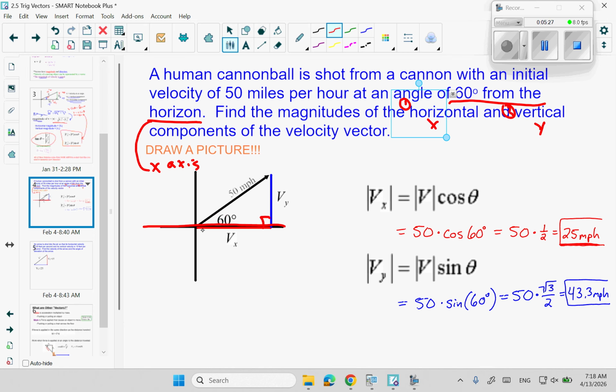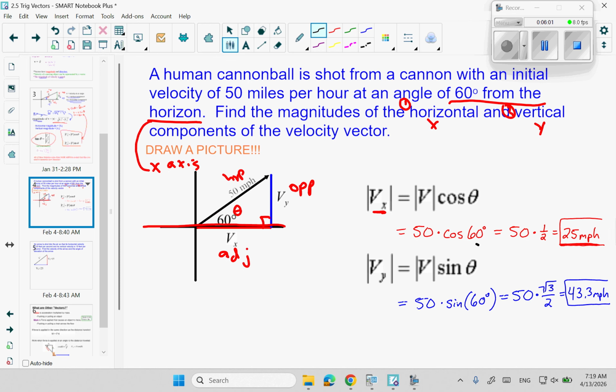From the perspective of the 60 degrees theta, we have the hypotenuse. We need to figure out the opposite and the adjacent. So I can use those formulas we just talked about. We get the x is v times cosine of theta. So I'm going to get 50 times cosine of 60, which gives us 25. And y is my opposite, so I have to use v times sine of theta. So I'm going to get 50 times sine 60, which is about 43.3.